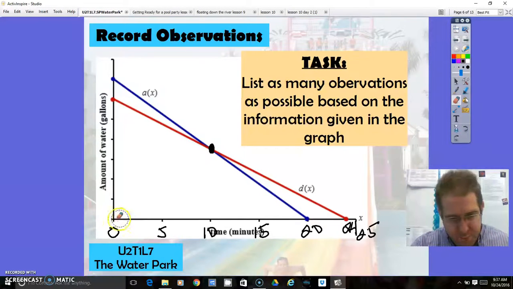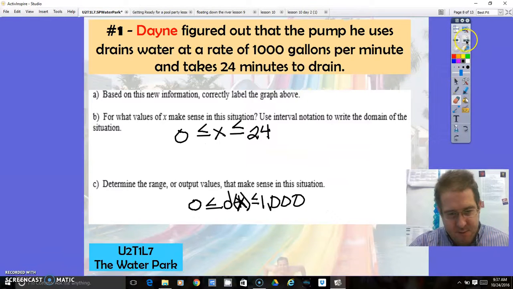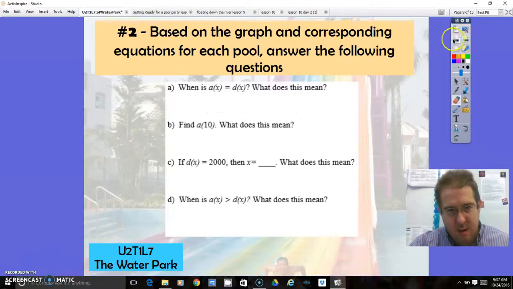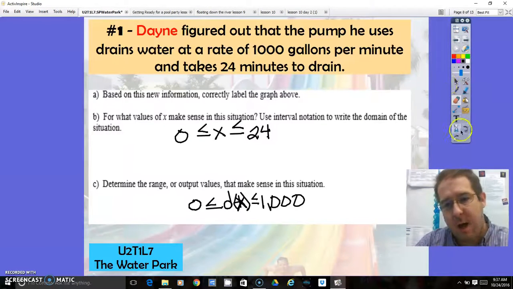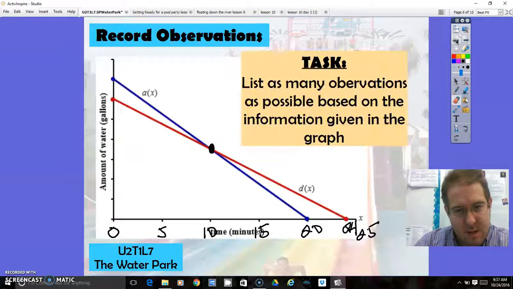I have confirmed that the bottom definitely is going by 5s. We have definitely confirmed that. So it was 1,000. Let me check. Yeah, it says 1,000 gallons. Oh, per minute. I was missing that. 1,000 gallons per minute. That makes more sense.